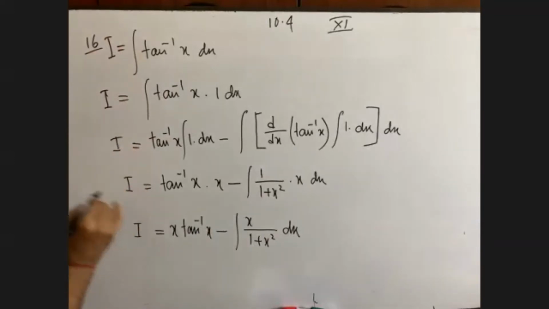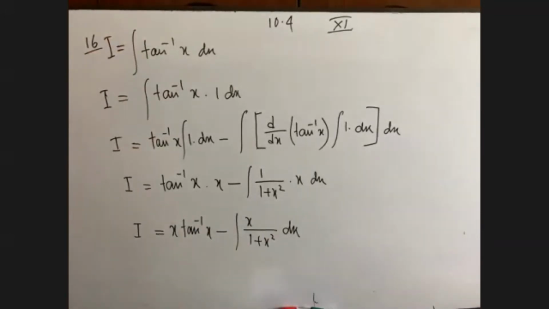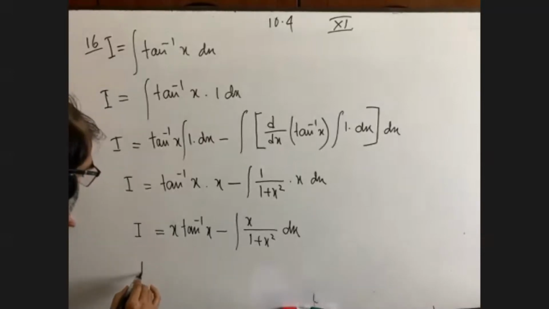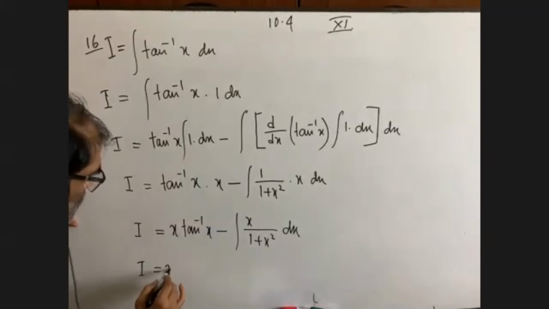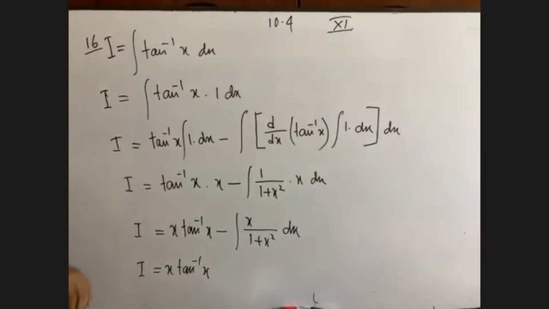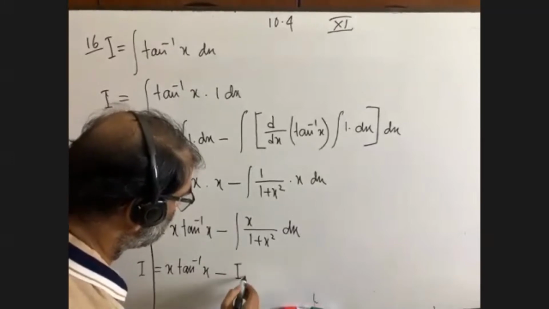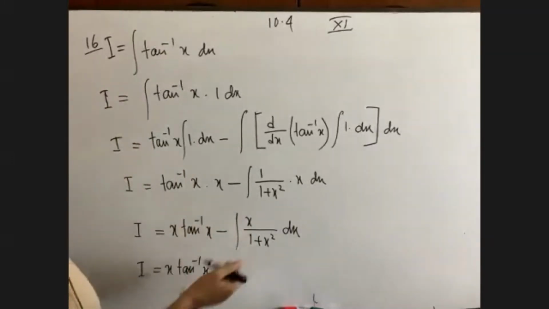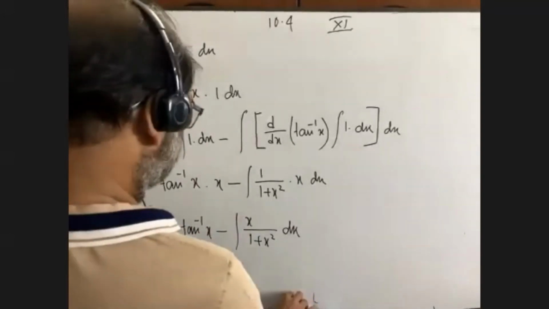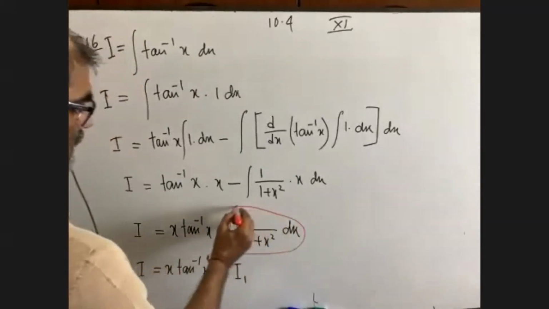Now you see, we have got another part which cannot be integrated so easily. So there are two ways. I am going to the second way afterwards. You see, we can write down here I equals x tan inverse x, and this is minus I1. That is this part. This part will be again integrated. This is I1.